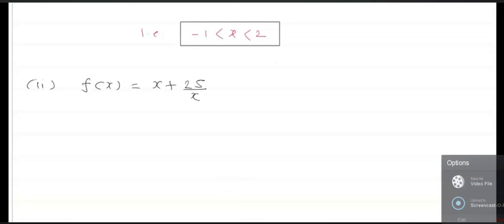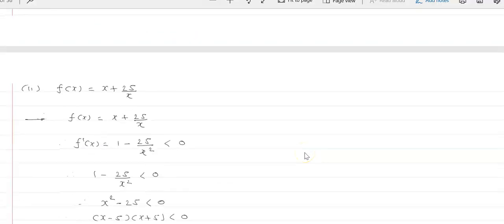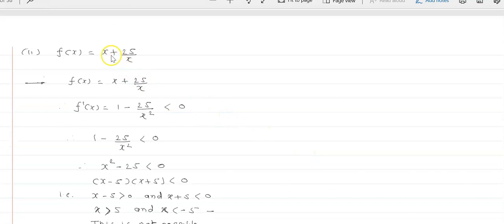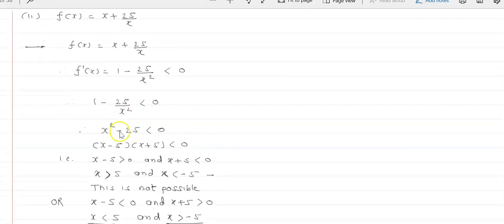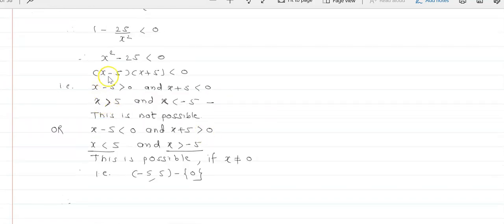First, see this again here. The problem number 2, f of x is equal to x plus 25 upon x. Its first derivative, I have written here, is strictly less than 0. 1 minus 25 upon x squared is strictly less than 0. Simplify. x squared minus 25 is less than 0. Factorize it. This value is negative. It means that both of them have different signs. Suppose that x minus 5 is greater than 0 and x plus 5 is less than 0. x is greater than 5 and x is less than minus 5.